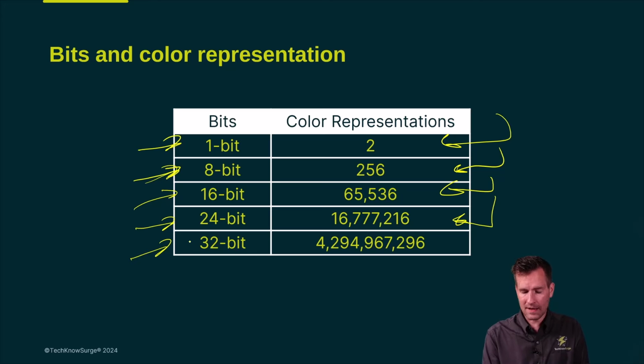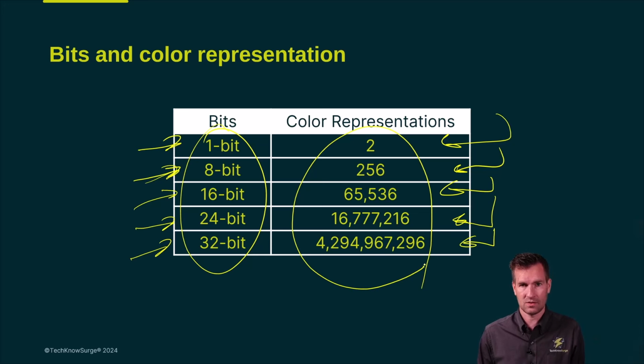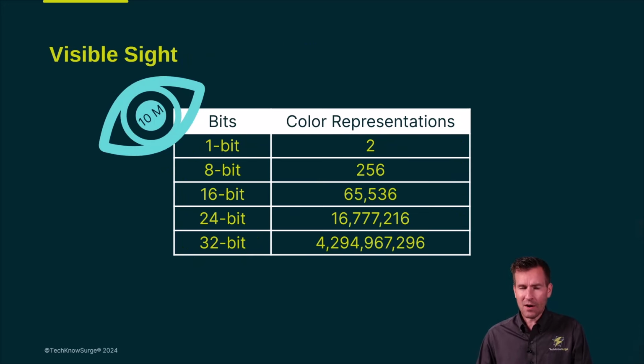With 32 bits, we get over 4 billion. So that is how many bits we would use to represent this amount of colors, variation in colors. Now, there's been some research done, and our eye can really only differentiate amongst 10 million colors.